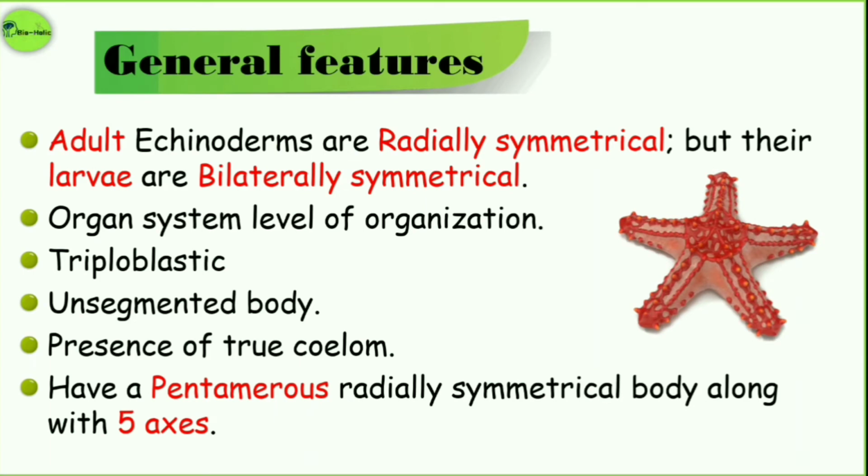So the adult echinoderms are radially symmetrical, but their larvae are not radially symmetrical. They are bilaterally symmetrical. So this is very important. Adult ones are radially symmetrical and the larvae are bilaterally symmetrical. And they have the organ system level of organization with triploblastic germ layers and an unsegmented body with a true coelom. So they are true coelomate. And they also have a pentamerous radially symmetrical body along with 5 axes. Next we will talk about some other features.